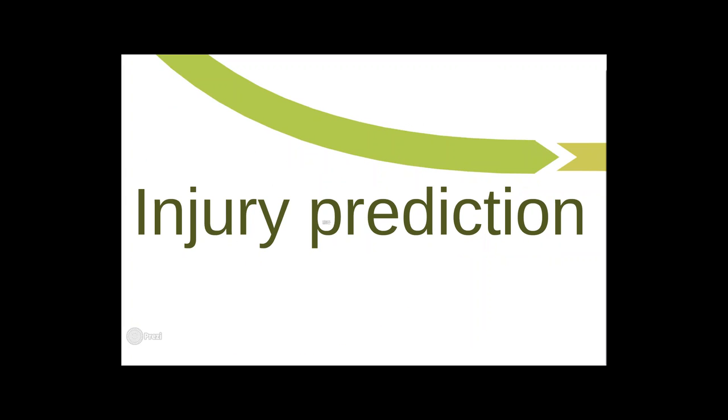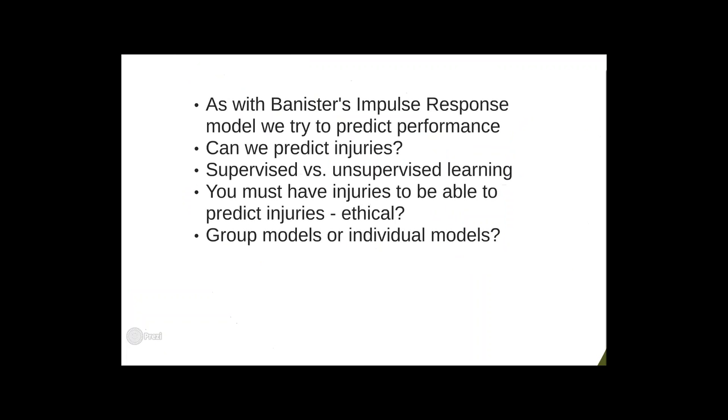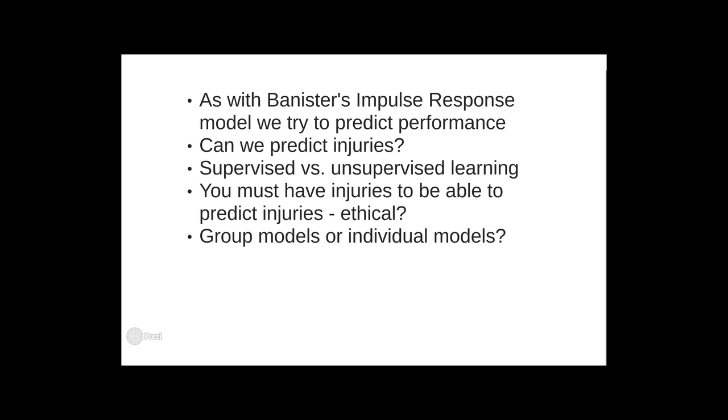Injury prediction is another interesting use of the GPS. I'm not going to spend much time here, but similar to the Bannister impulse response model, we are trying to predict an increase in performance. So what training load is going to increase the performance? Either physical qualities, maximum aerobic speed, 1 RM squat, and so on.